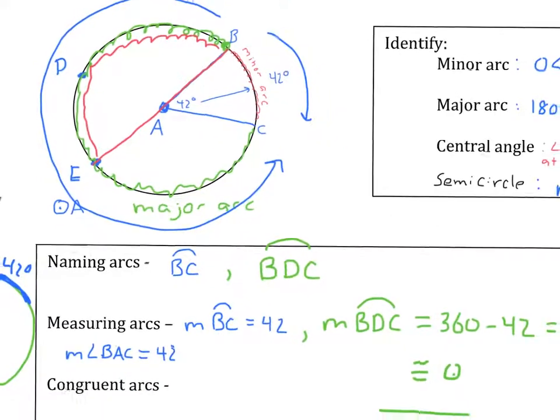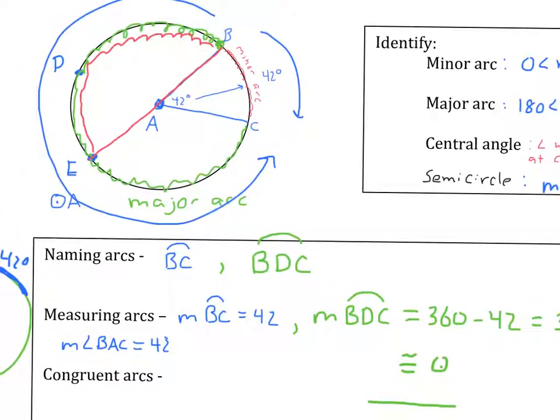So if I look at the red one, that one has a name of arc BDE, starts at B, goes through D, and ends at E. Make sure I have my arc above. And if I were talking about measure, I would say the measure of arc BDE is equal to 180.